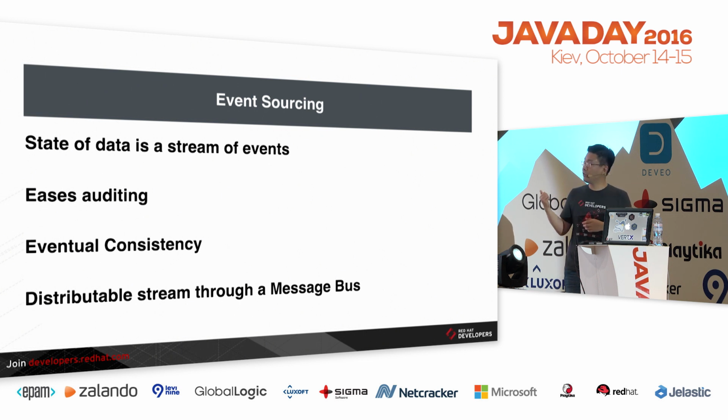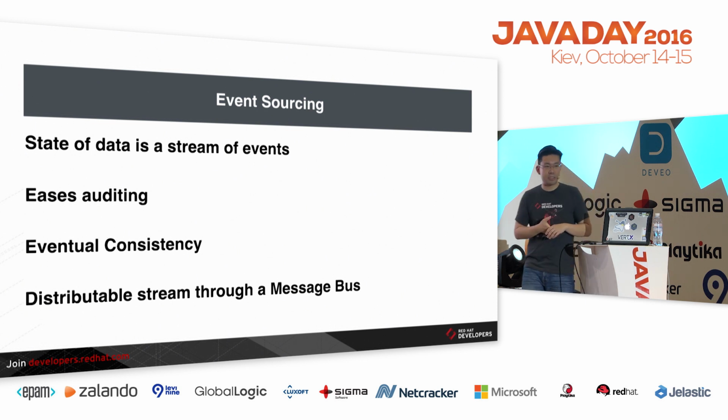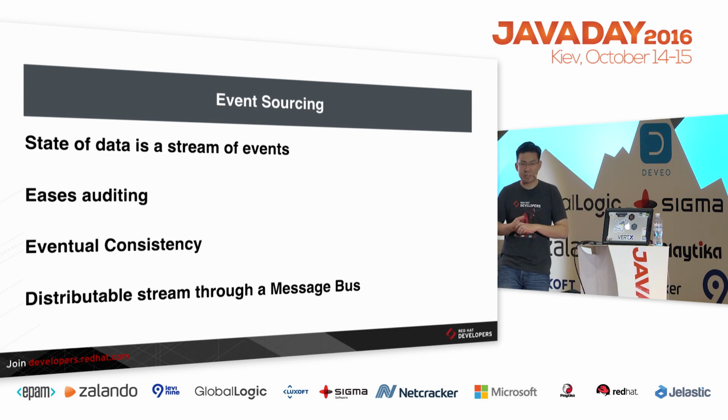Usually if you have event sourcing, it also means that you have eventual consistency too. And if you have an event sourcing architecture, one of the requirements is that you're going to need a distributed stream through a message bus. What do I mean by event sourcing? I'll give you a very simple example.